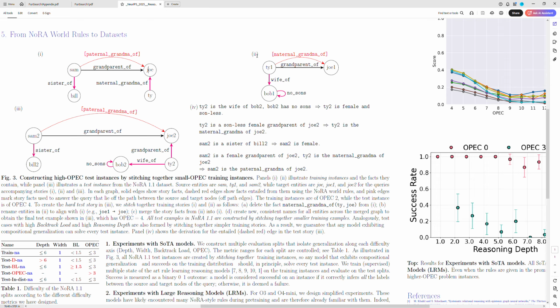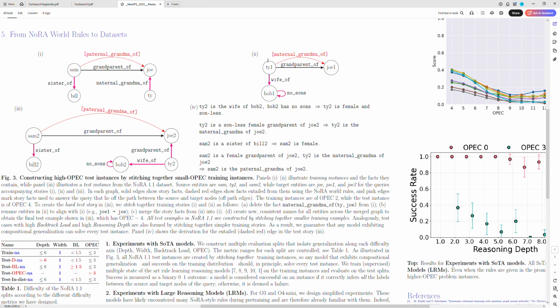Once again, before I go to the second instance, let me make one further comment on this first one. To do this proof, we needed the help of two edges which were not on any path between Sam and Joe. These are these two pink edges. So this training problem instance has OPEC 2. That's its difficulty rating. Its difficulty rating is 2 in terms of OPEC.